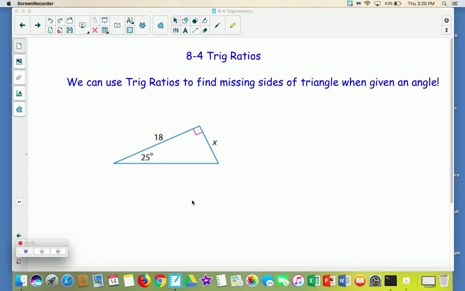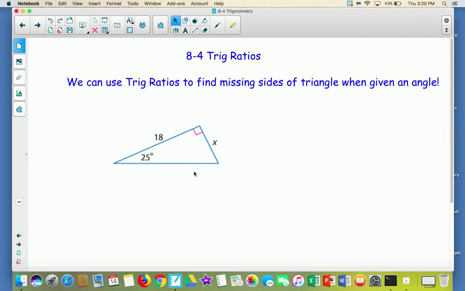So we can use trig ratios, that's your sine, cosine, tangent, to find the missing sides of a triangle when given an angle. How you do this is you look at your angle in your right triangle, and this angle is 25, okay? So we're looking at this angle right here. And we look at the sides in relation to that angle. So x would be your opposite, and then your 18, that would be adjacent.